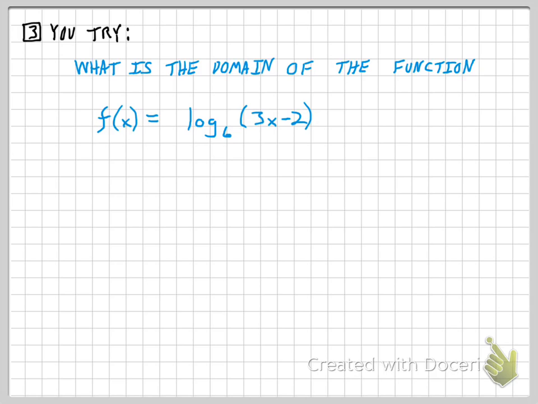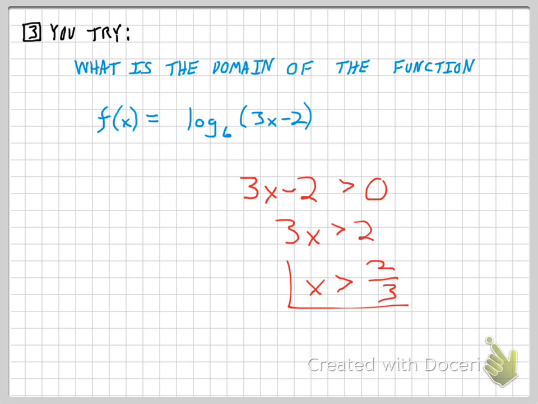Alright, hopefully you thought about this in the exact same way as our examples. The stuff inside the logarithm, in this case 3x minus 2, has to be a positive quantity for this to work out. 3x has to be greater than 2, and x therefore has to be greater than 2/3. X greater than 2/3 is your domain for this function.